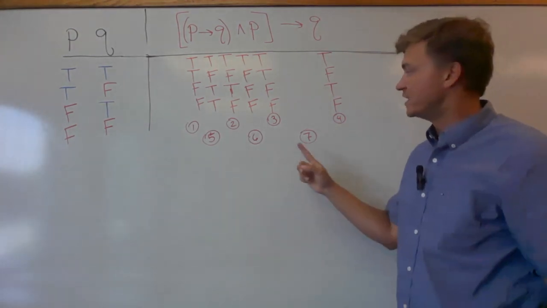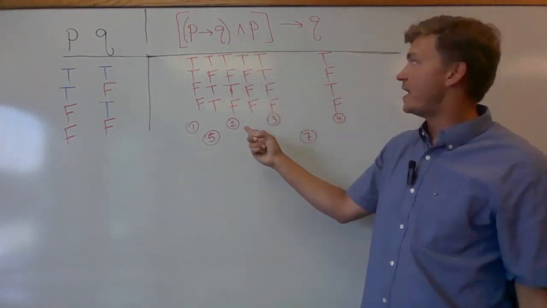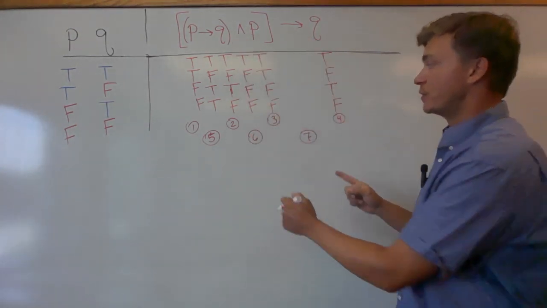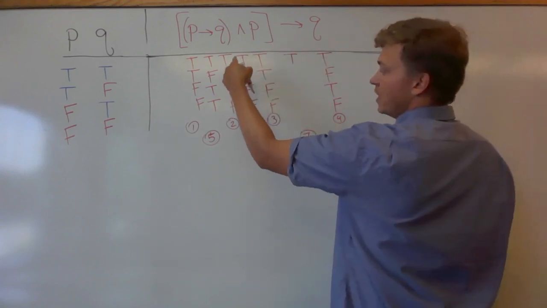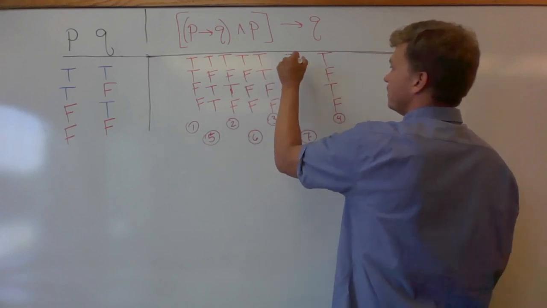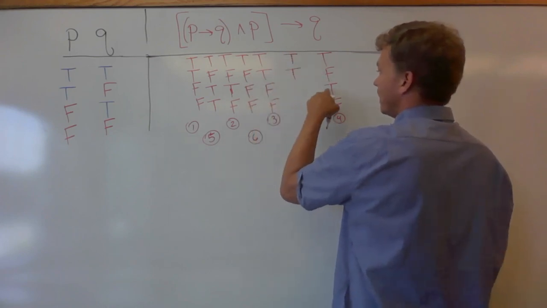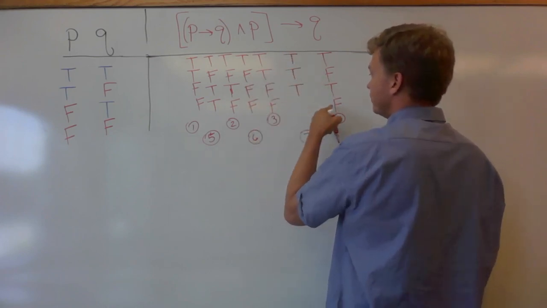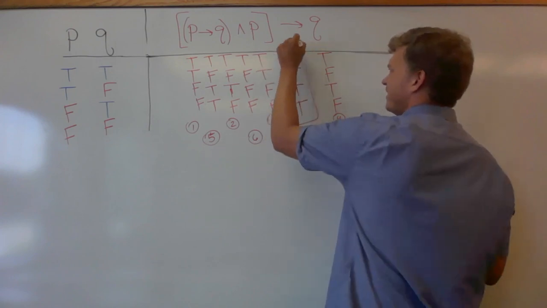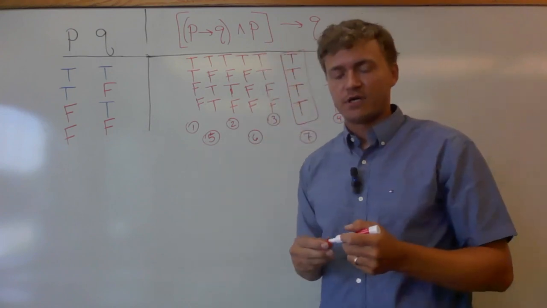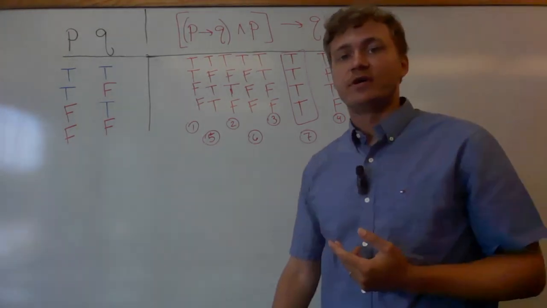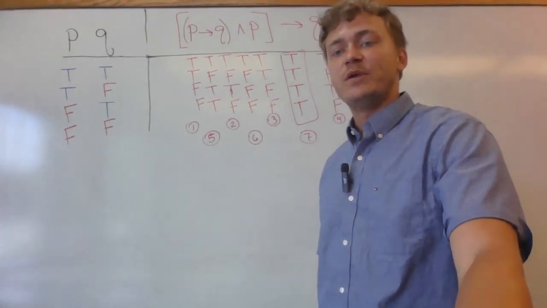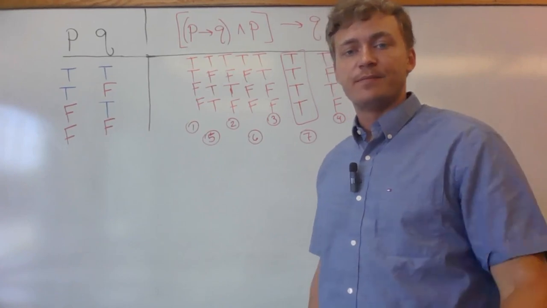Lastly, column 7 says take your sixth column; that implies Q. So we're looking at 6 and 4 here. True implies true is true. Looking at 6 here, false implies false is true. False implies true is true. False implies false is true. And again, we see that we have another tautology. So those examples all look pretty similar. Because they're all tautologies, we could also say they are equivalent statements. Their final column is exactly the same.